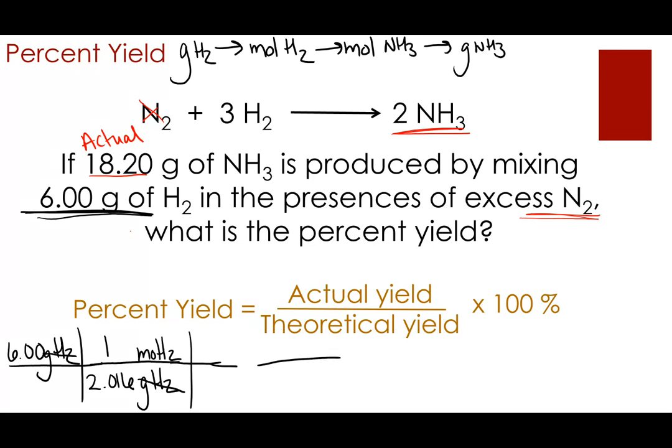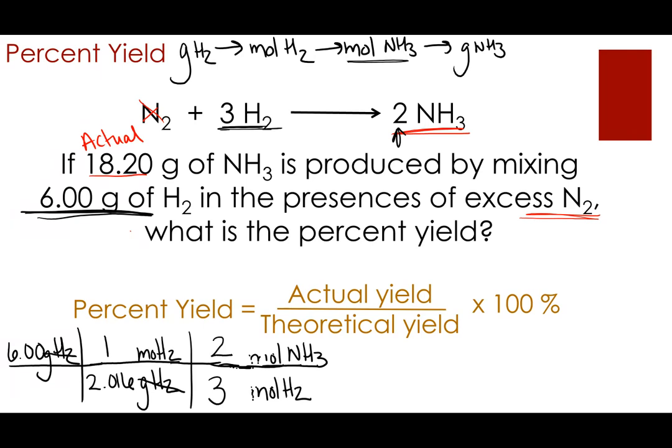Let's continue. So the next step is going from moles of hydrogen to moles of NH3. So again, I've got moles on top. I'm going to put moles of hydrogen down here. What's my destination? Moles of NH3. Okay. Where do I get the numbers? Yep, the balanced chemical equation. So what coefficient is attached to hydrogen? The number 3. What coefficient is attached to NH3?